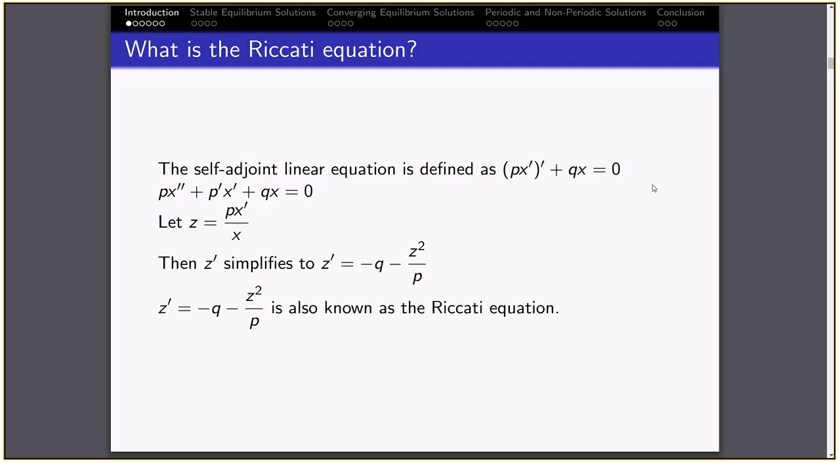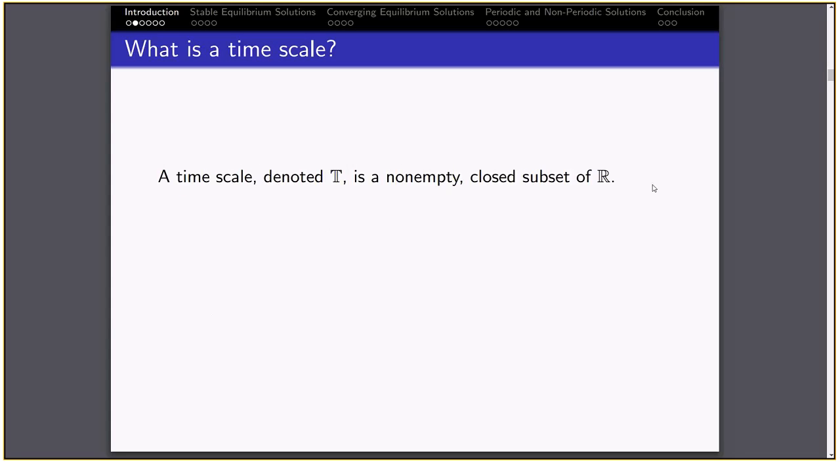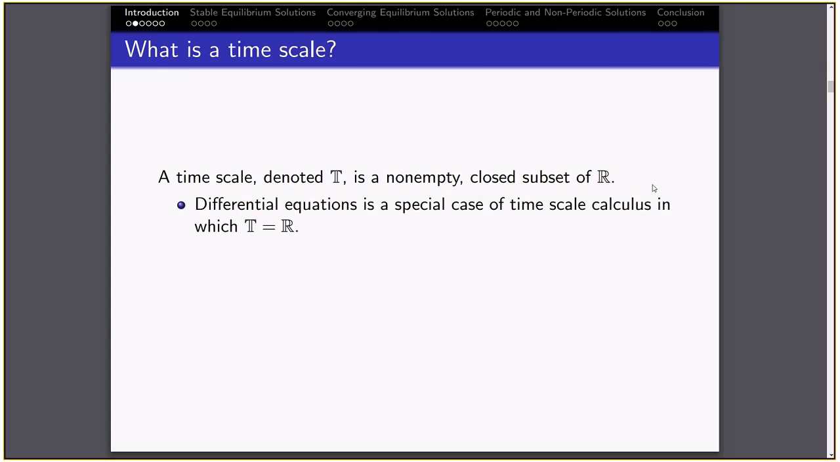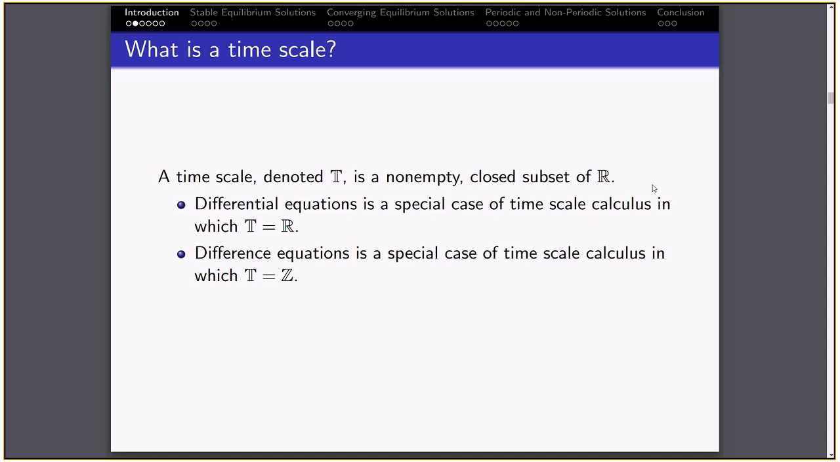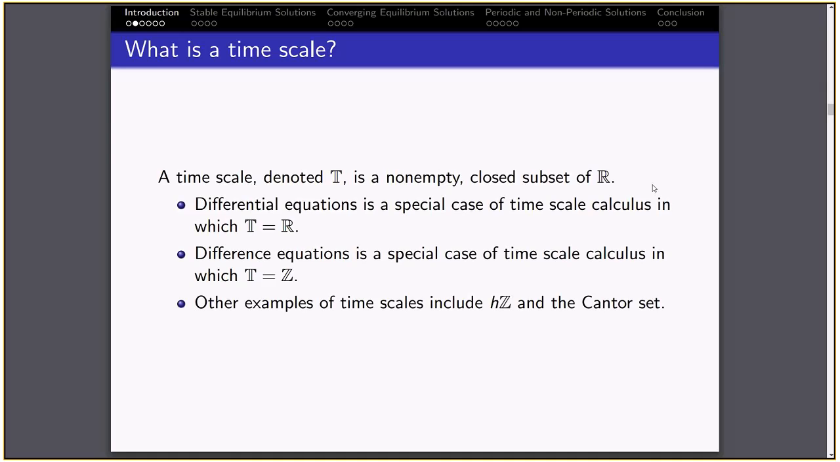in R. So now that we understand what the Riccati equation is, we are going to ask, what is a timescale? A timescale is denoted with the boldface T and is any non-empty closed subset of R. For example, the entire real numbers is the most common timescale that most of us are used to working with, and that is what differential equations are based in. For those of you who have worked with difference equations, that is another example of a timescale in which T is equal to Z. Other examples would be the Cantor set or any hZ, but it can be any set that is a subset of R.